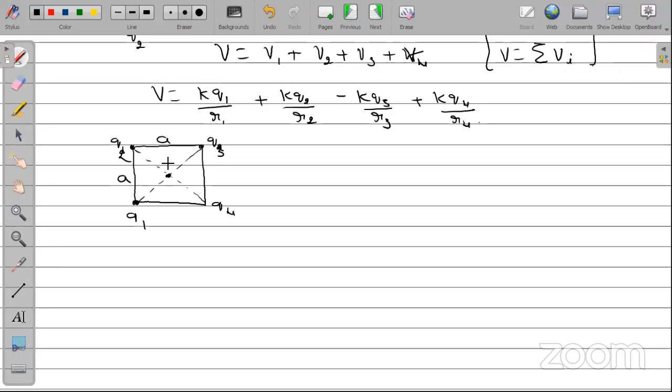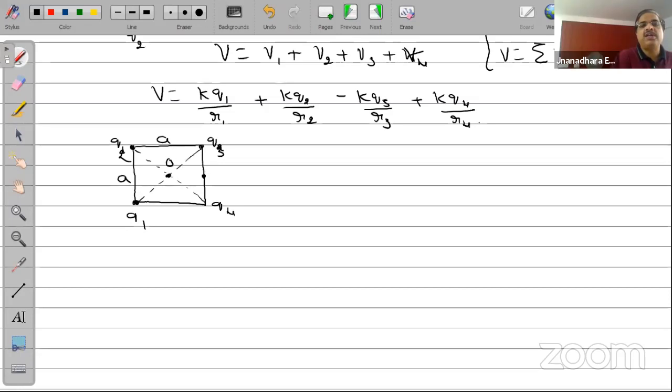You have to find out what is the potential at O and what is the potential at P. So for finding the potential at O, find out K Q1 by X, then K Q2 by X, K Q3 by X, K Q4 by X, and find out what the net potential is. So the question generally asks: find the potential at O and at P.